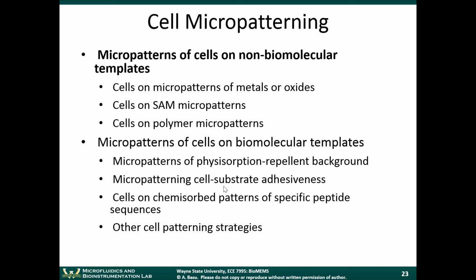So we want to pattern cells, like you saw in the example. A lot of times we want to organize cells on a substrate. Sometimes it may involve one cell type, sometimes it may involve multiple cell types. So how can we do things like that?